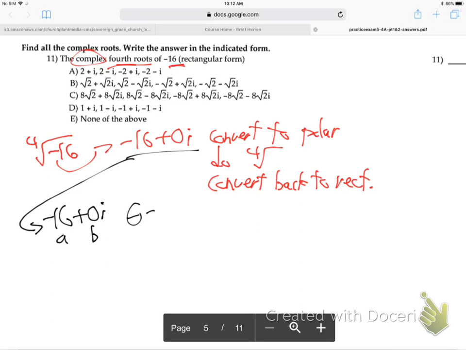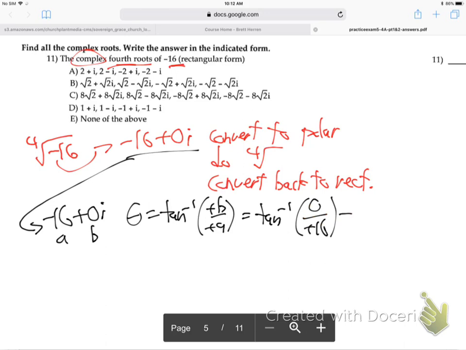So, theta, inverse tangent, you know the drill, right? The positive b over the positive a. So that's inverse tangent of b, which is 0, over positive 16. What's 0 over 16? Well, 0. Inverse tangent of 0? It's in fact 0. 0 reference angle. Let's be a little careful.